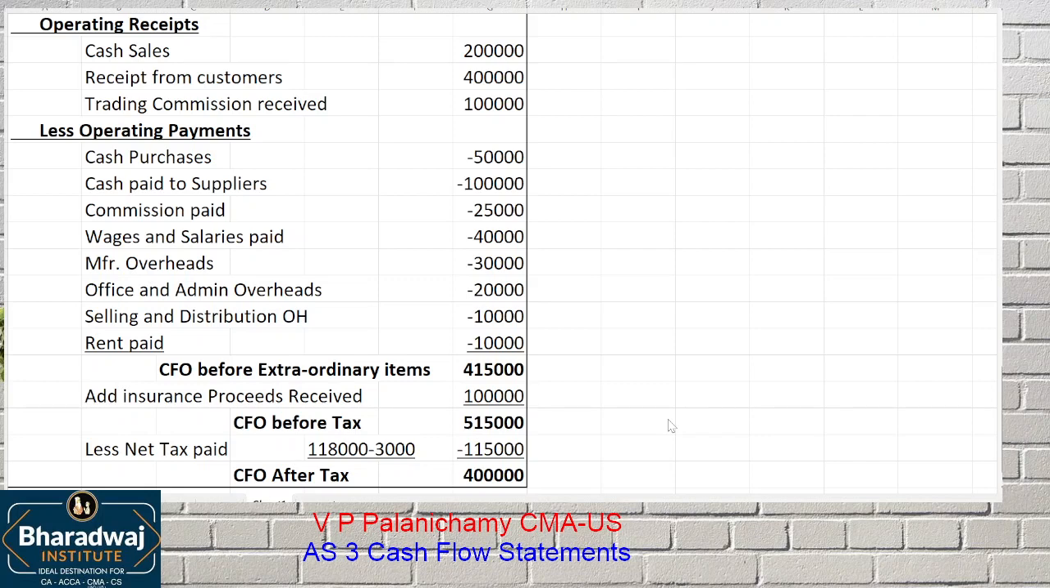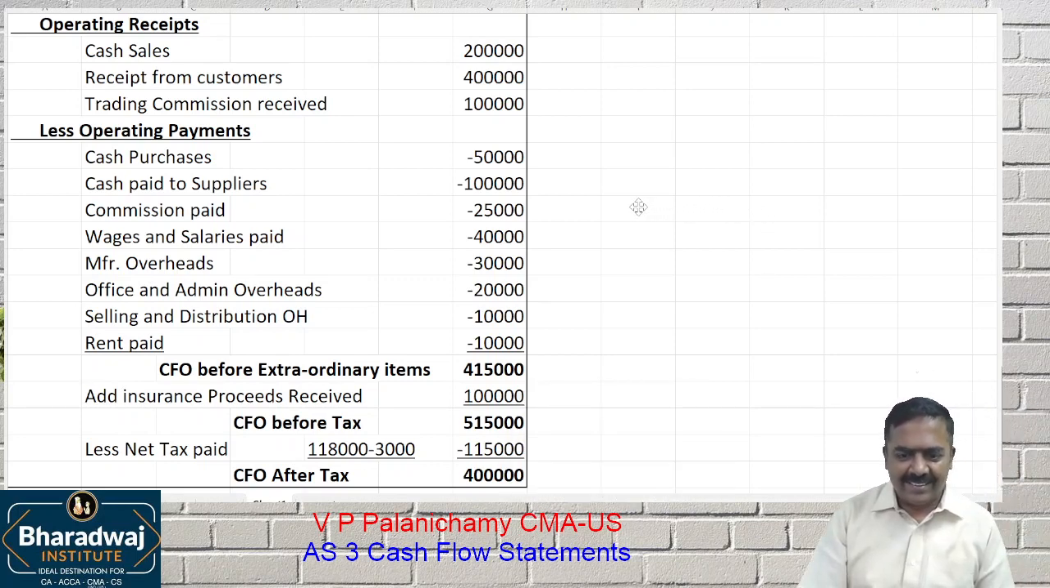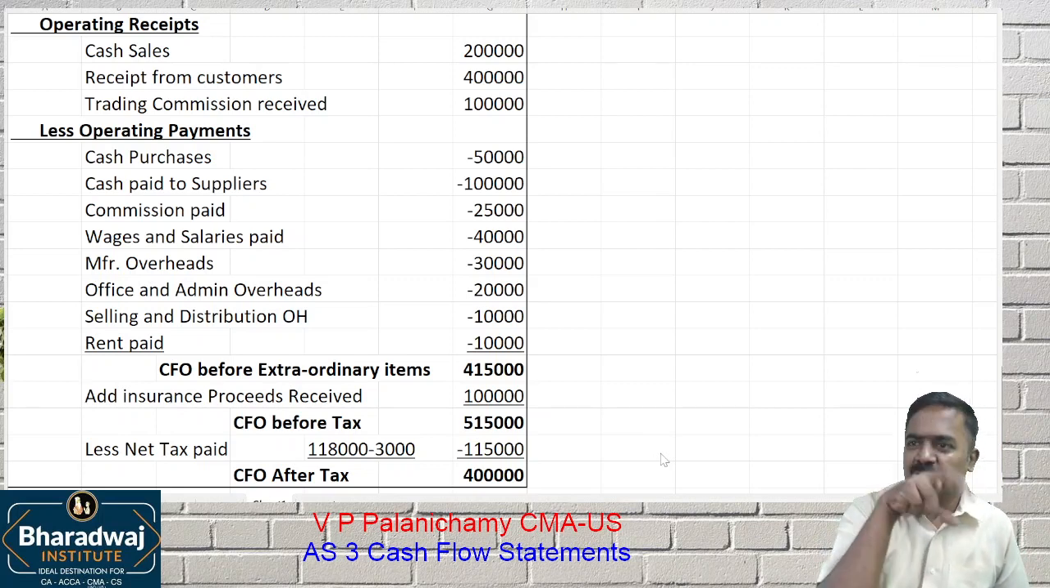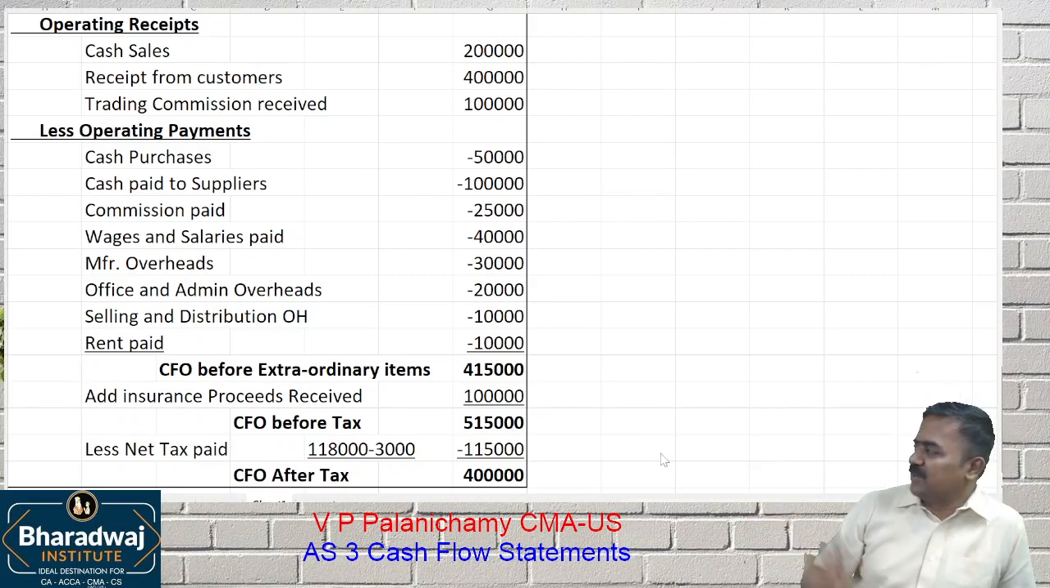Go to question number 2. This is just to understand operating activity inflow minus outflow. Extraordinary items you have to adjust, and work out CFO before tax and after tax. Just to understand the format of preparation. Go to question number 2.